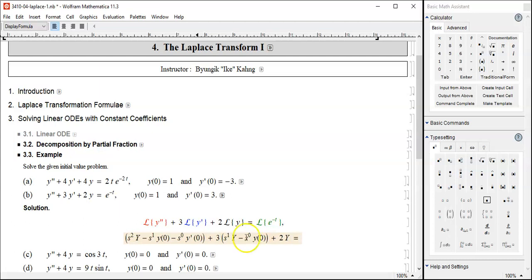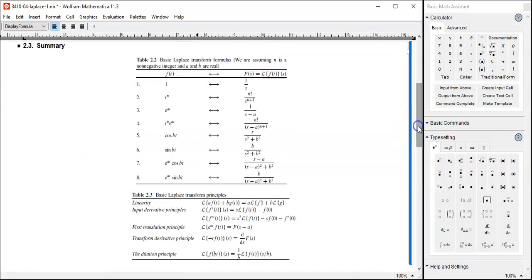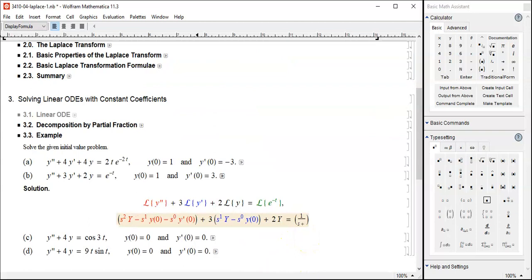2Y is equal to, let's see, how about the Laplace transform of e to the negative t? By the way, this is red, this is blue, and then this one, well, let's check. E to the negative t power, 1 over s minus a. A is negative 1, so we need 1 over s plus 1. And that's green.